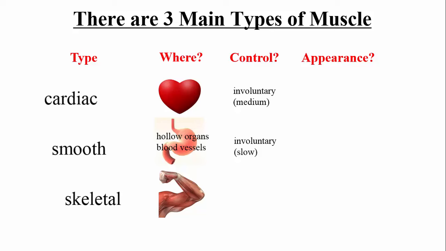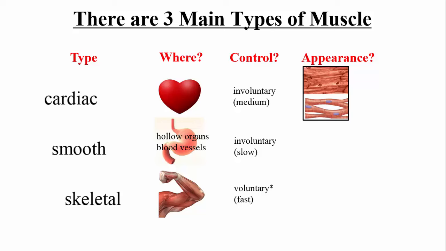Now, on the other hand, some muscles are under voluntary contraction. So one example is the skeletal muscles. They're under voluntary contraction. In other words, you can choose to flex your muscle or not, and this contraction is very, very fast. Now, what do each of these muscles look like?